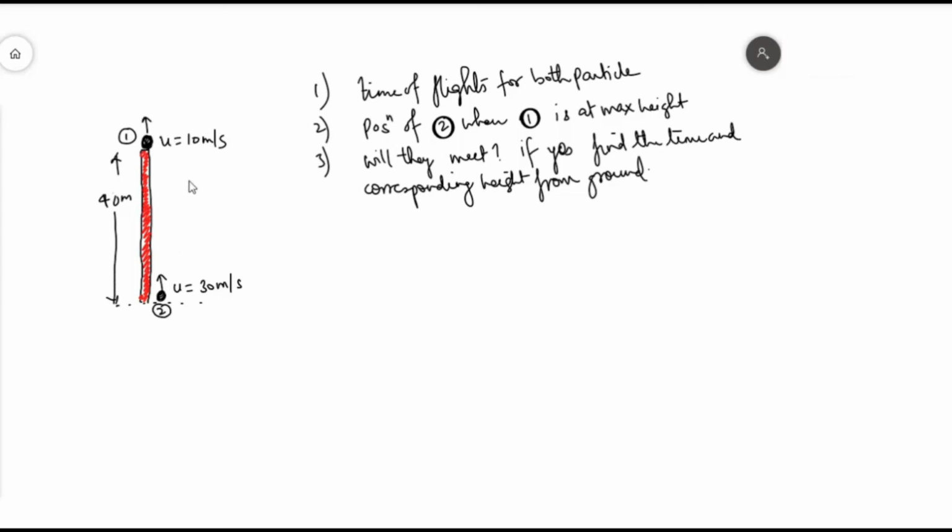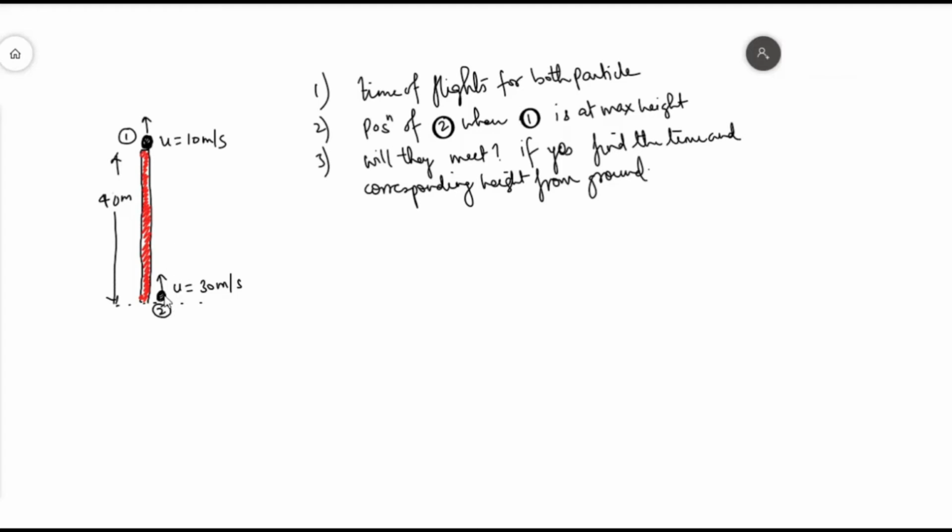So we'll have to do a little bit of analysis to see if there is a possibility for these guys to meet or not. So let's proceed. First of all, I'm going to find the time of flight for this particle, because this is going to come to ground and we already have a formula for that.